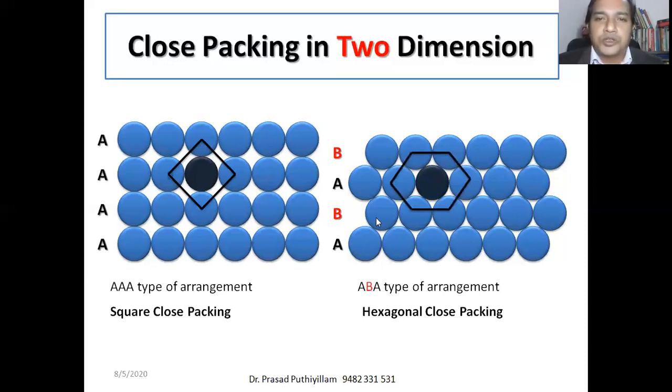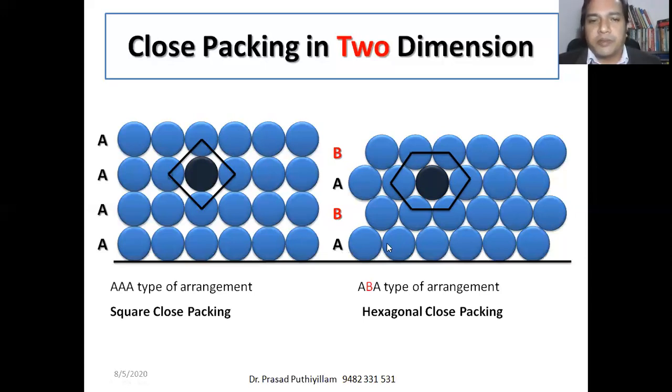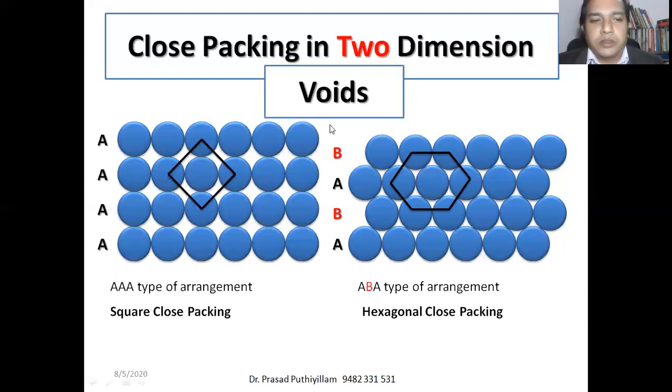This is the 2-dimensional arrangement. Now if you see the close packing efficiency in a rough manner, in the case of hexagonal close packing, it has a better efficiency compared to square close packing in 2-dimensional. So let us discuss the next topic, that is voids. Voids are the empty spaces between the atoms when they form a crystal lattice.